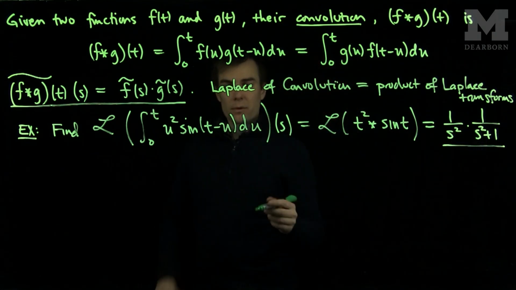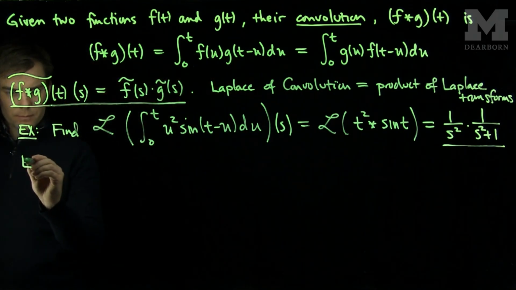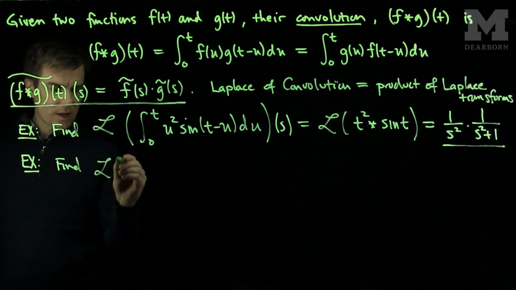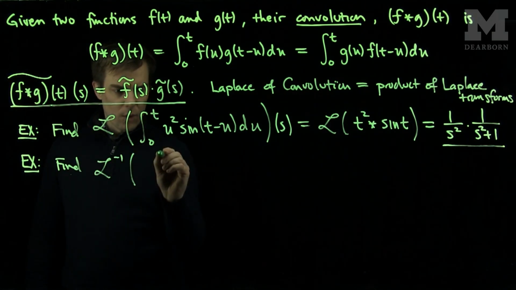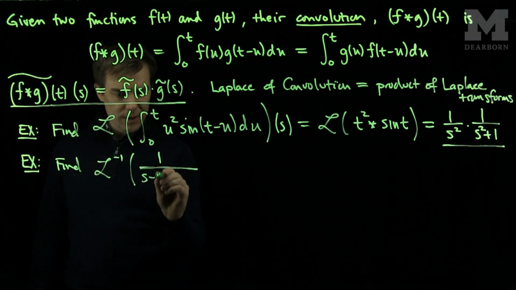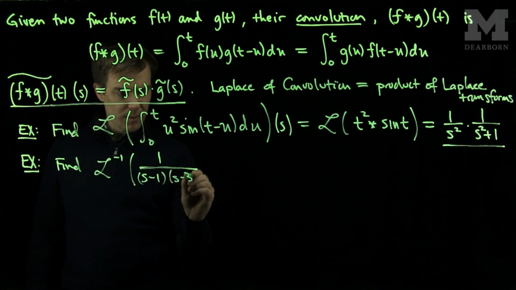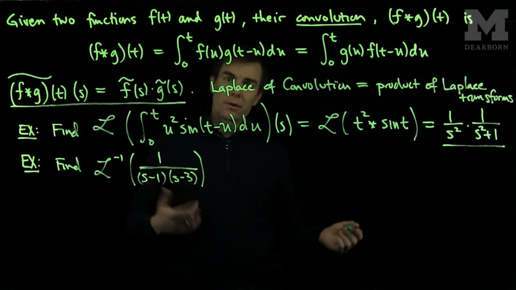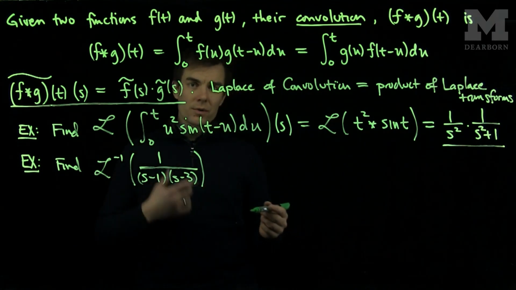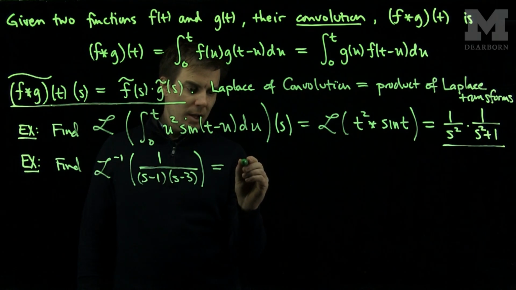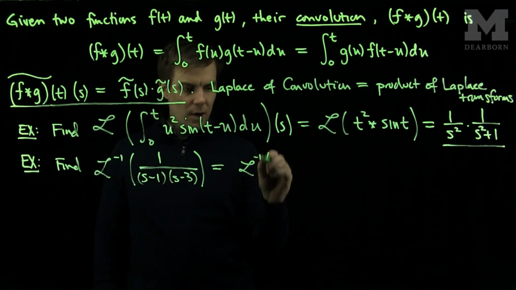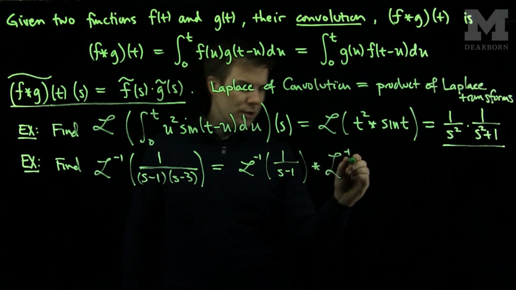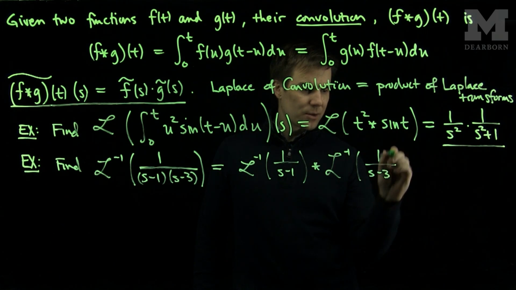Now we can use the reasoning in reverse order. So let's look at this example. Let's find the inverse Laplace transform of 1 over s minus 1 times s minus 3. Now we could use partial fractions and then invert the individual terms, or we can use convolutions. By the convolution theorem, this will be the inverse Laplace transform of 1 over s minus 1 convolved with the inverse Laplace transform of 1 over s minus 3.